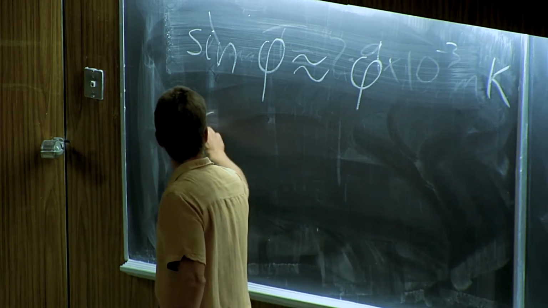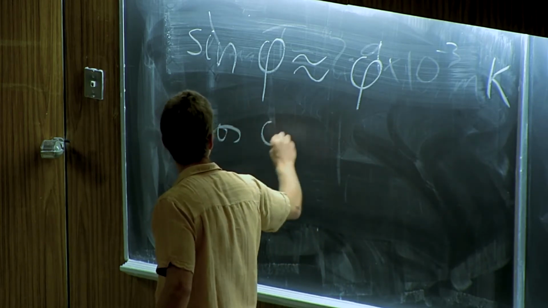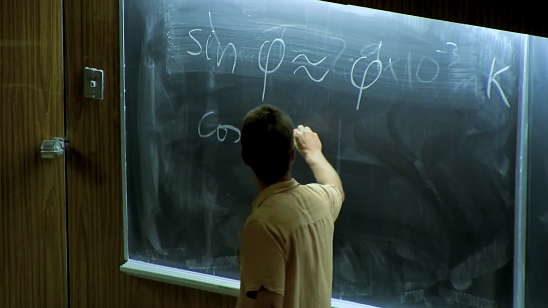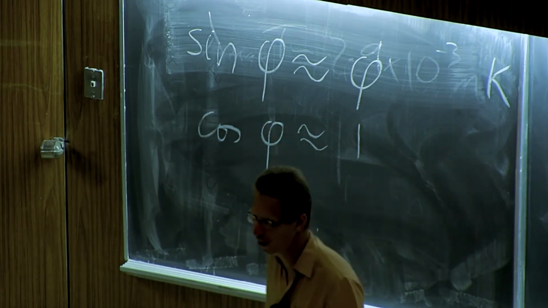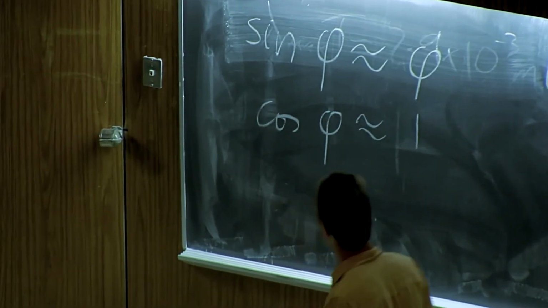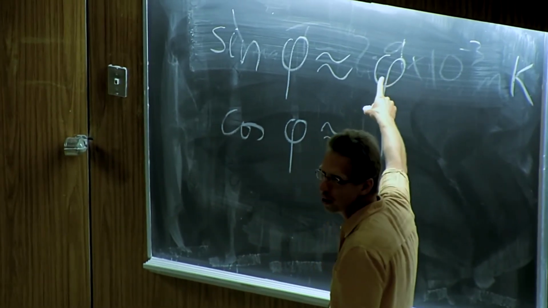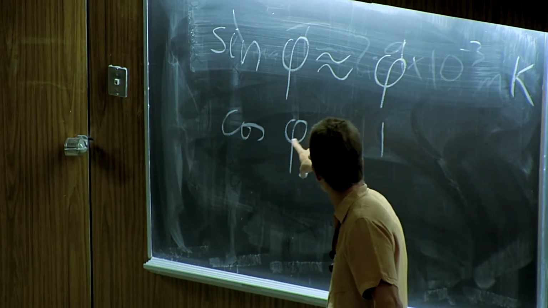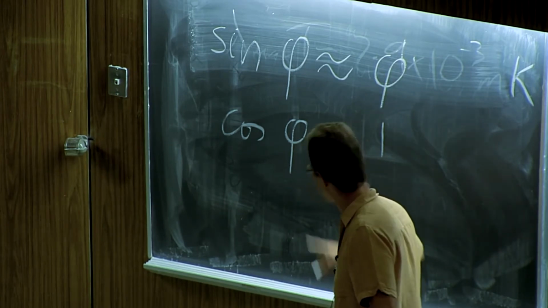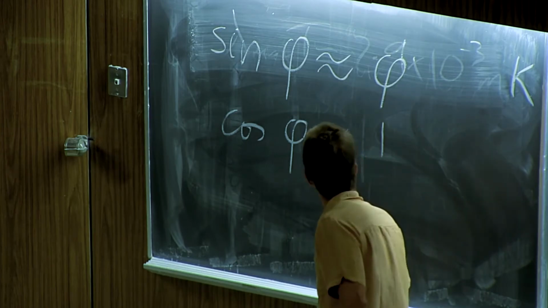And by the way, one can make a similar approximation of the cosine of the angle. And to the same quality, this equals 1. So if you want to know how good this approximation is, you can also simply look at how close the cosine of the same angle is to 1.